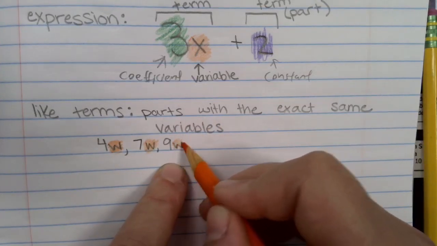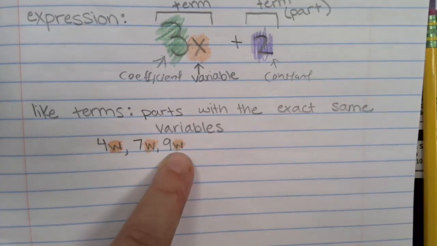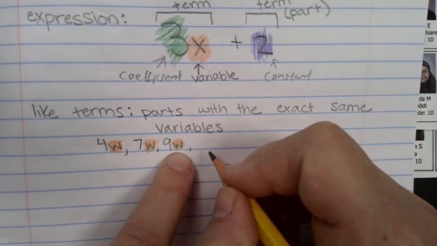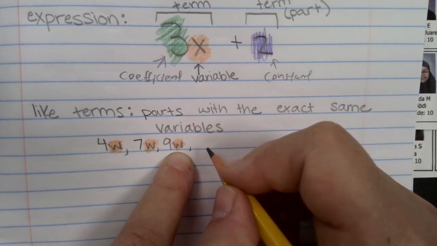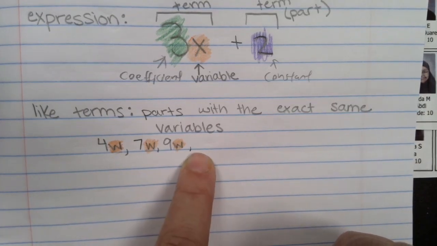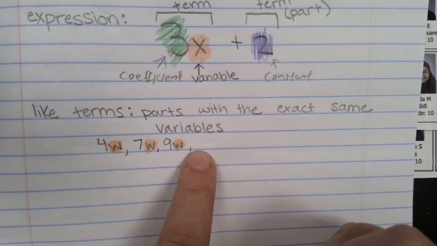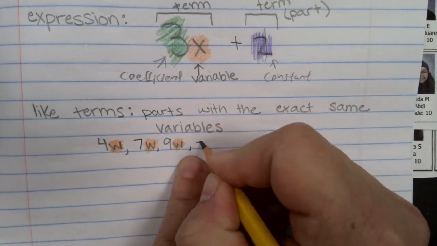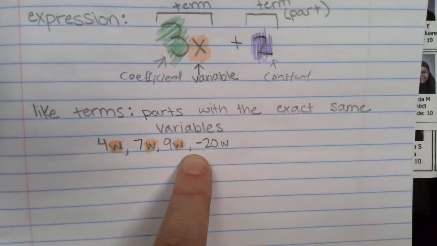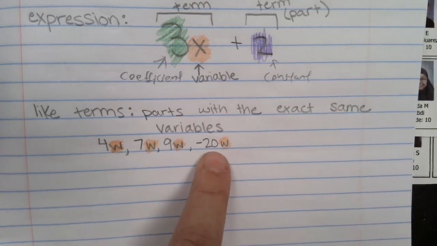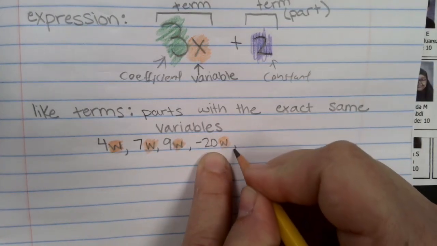All right, can anyone think of a negative like term? Who's got a negative like term for me? Just name any number. Q, you got a number for me? Negative 20. Perfect. Negative 20W. Thank you, Q. Okay, all of these have that W. Another thing that is a like term of those is just W.